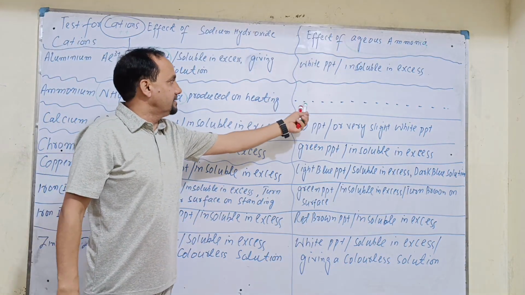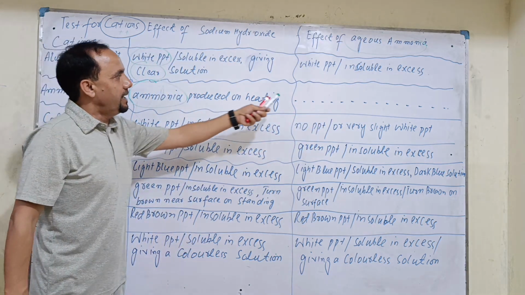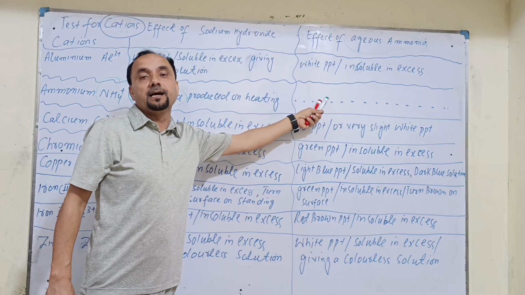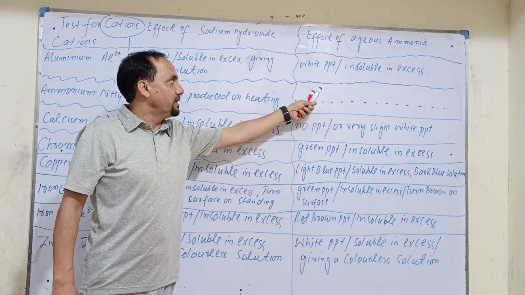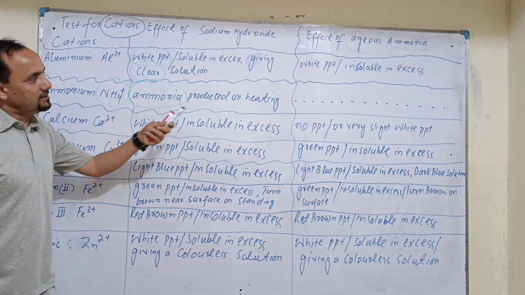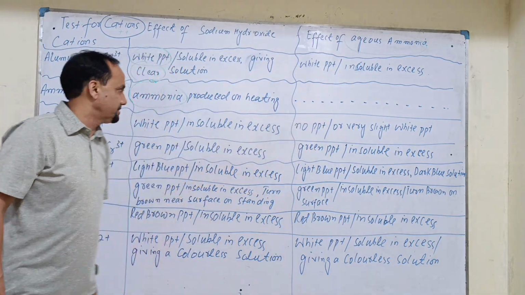And definitely there will be no test with ammonia solution, because this is also ammonium ion and we are adding ammonia solution that already contains ammonium ions. So when ammonia solution is added to ammonium ions, there will be no reaction. So I have shown you dots.